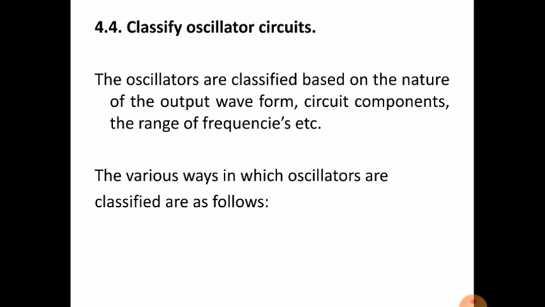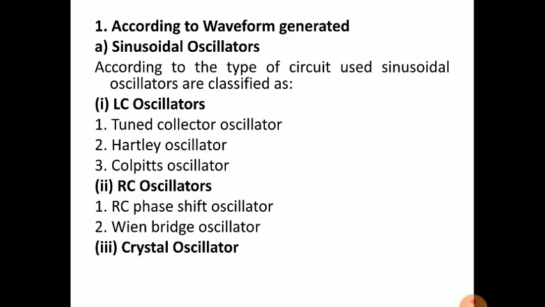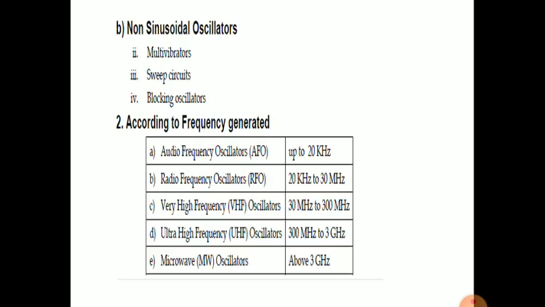Next, we have seen the different classifications of oscillator circuits, based on output waveform: sinusoidal or non-sinusoidal. In the sinusoidal itself we have different classifications based on the type of circuit used, that is LC, RC and crystal oscillator. For LC we have tuned oscillators, tuned collector, Hartley and Colpitts. For RC we have RC phase shift and Wien bridge, and the crystal oscillator. For non-sinusoidal we have multivibrators, sweep circuits and blocking oscillators. Multivibrators produce square waveforms, sweep circuits produce triangular waveforms, and blocking oscillators also produce triangular.